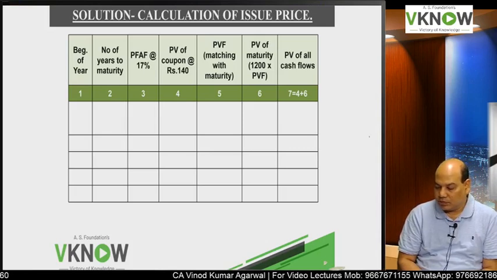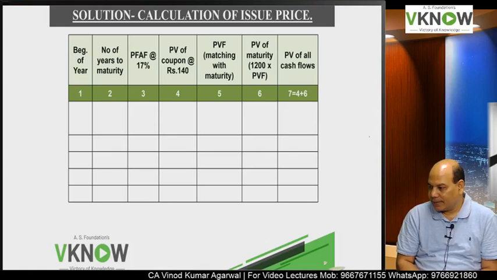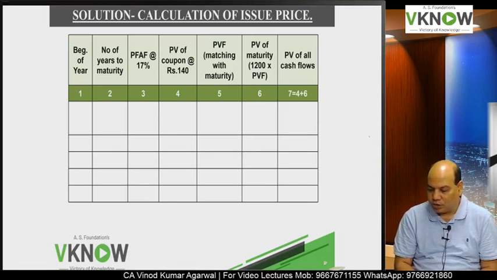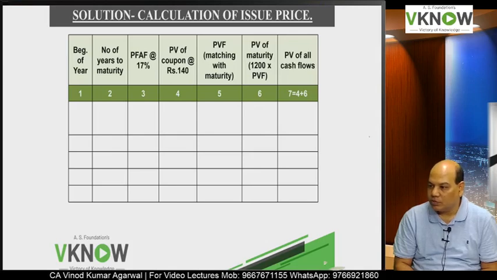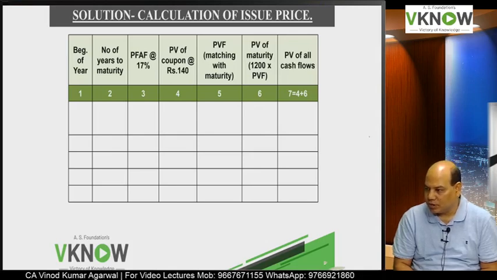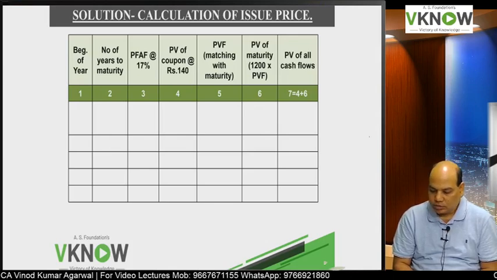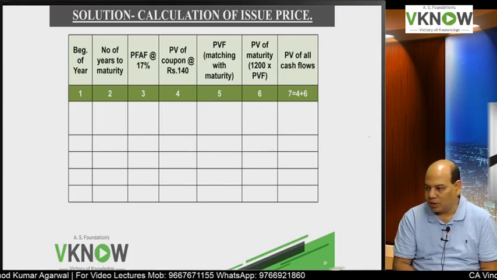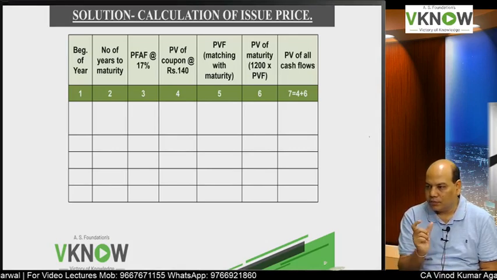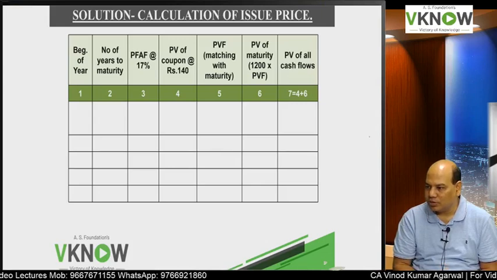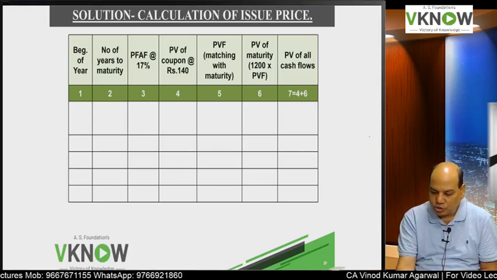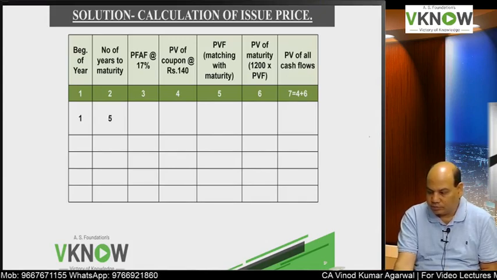Then the next column is present value of maturity. Present value of maturity is 1200 into PV factor. And the last column is PV of all cash flows. Write down the column numbers 1, 2, 3, 4, 5, 6. Column number 7 will be 4 plus 6, where 4 is the present value of coupon and 6 is the present value of maturity. Is that right? So now write down the first answer, beginning of year 1.